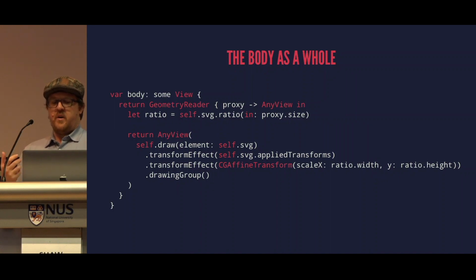So here we have our outer geometry reader. We're getting the ratio, so we need to create that as a variable, which means we then need to use the return statement. Because SwiftUI has some differences around drawing the types of views, we do need to wrap this whole command in any view in order to just gloss over all of the different types and make it all behave very nicely.